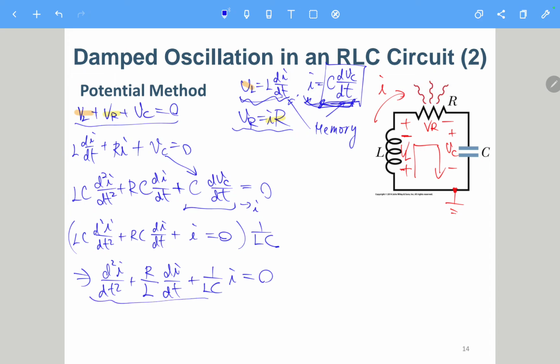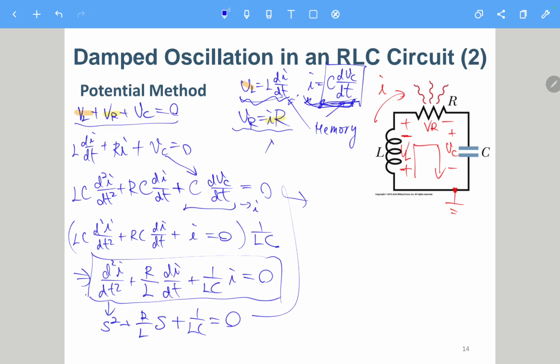Okay, so we just take similar steps. We change the second derivative to S squared plus R over L, then the first derivative we change to S, and then plus 1 over LC. The original term changes to 1. Okay, so this is the characteristic equation for this second order ODE. And in that case, we try to solve it.